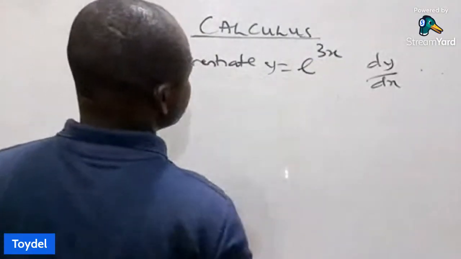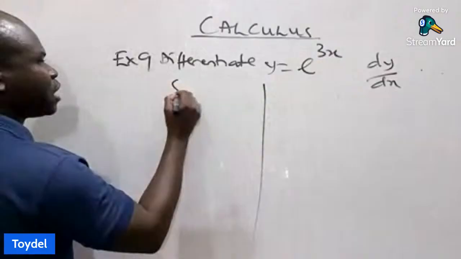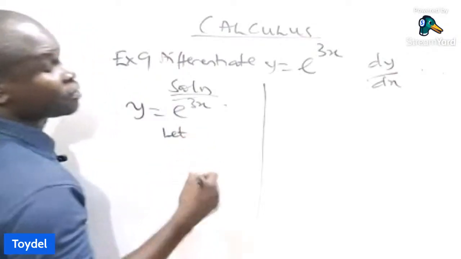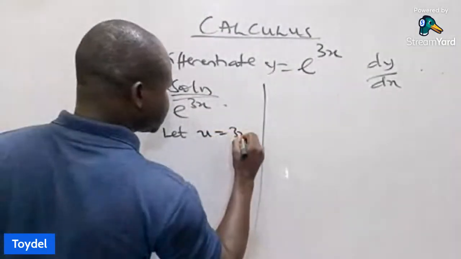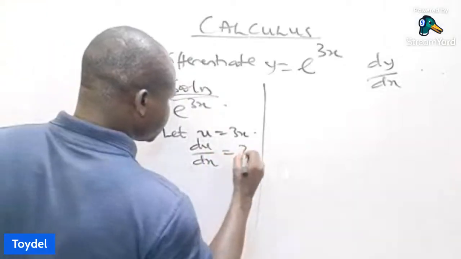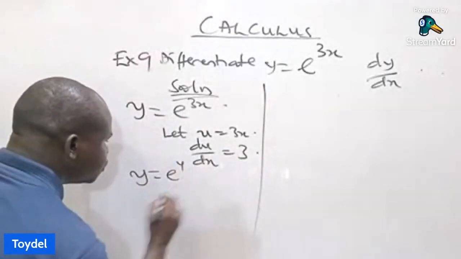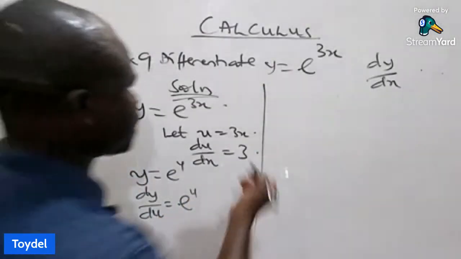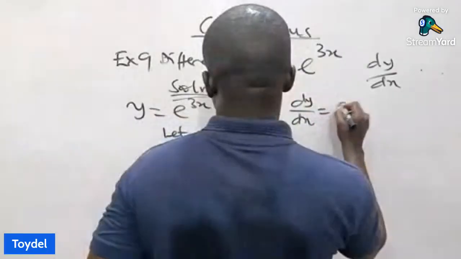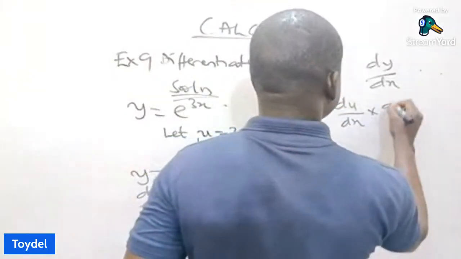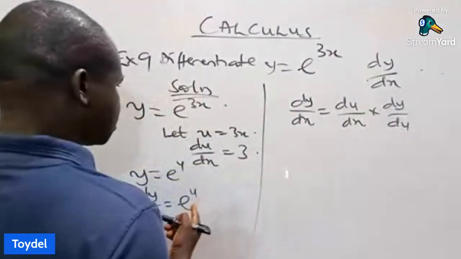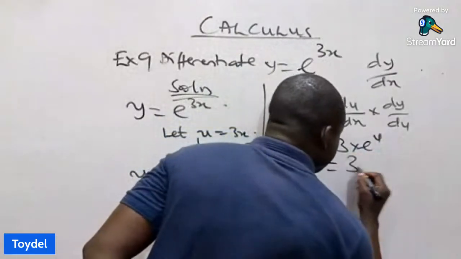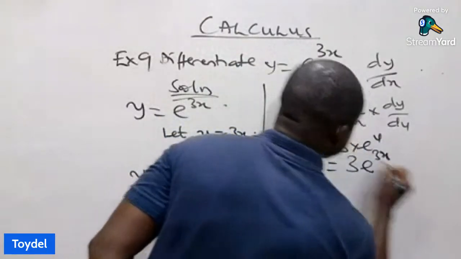It's the same thing. I'll go through the process, then I'll tell you how to go about it without writing anything. If y is equal to e raised power 3x, you can say, function of function, let u be equal to 3x, so that du dx will be equal to 3. At the end of the day, y will be equal to e raised power u, then dy du will be equal to e raised power u. It does not change. Finally, dy dx that we are looking for will be du dx multiplied by dy du. So du dx is 3, multiplied by dy du, that will be e raised power u. At the end of the day, we have 3e. What is u? 3x. That will be the answer.